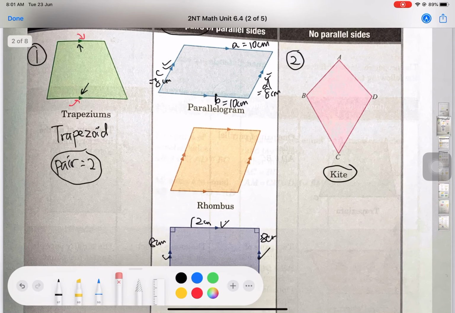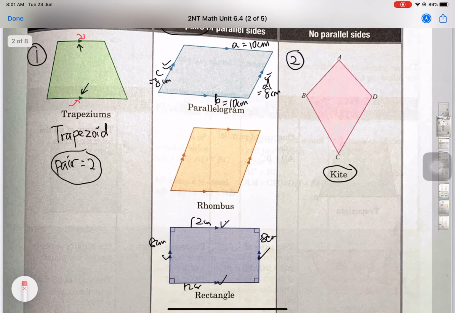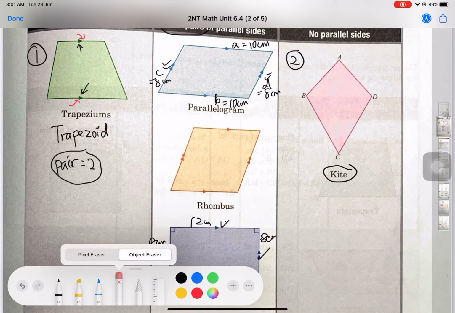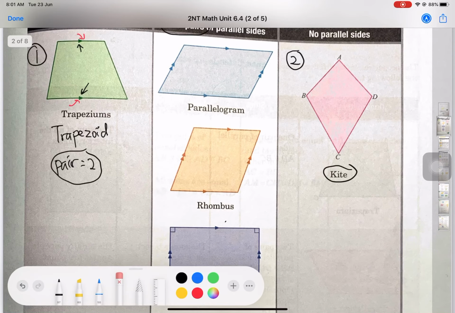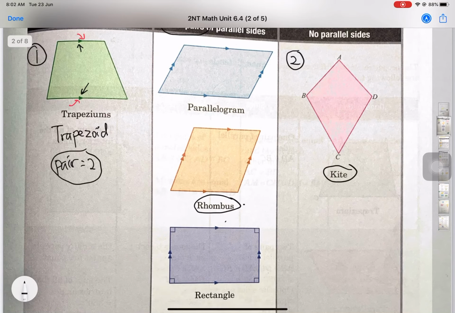Now, a special kind of parallelogram where all the 4 sides are equal has a special name. Okay, let me erase them so that you can see the beautiful shape. A special kind of parallelogram where all the 4 sides are equal in length has a special name. It's called rhombus. So rhombus is just like a parallelogram.